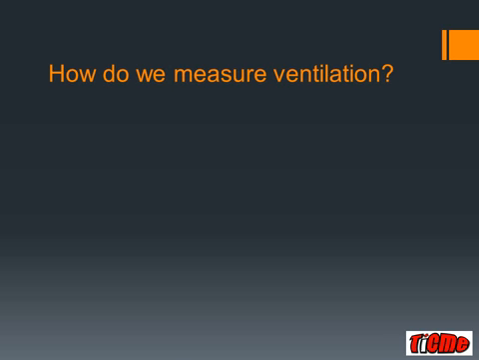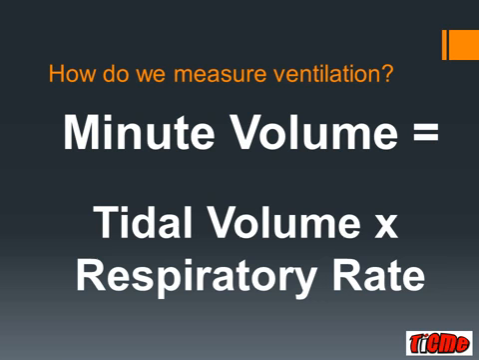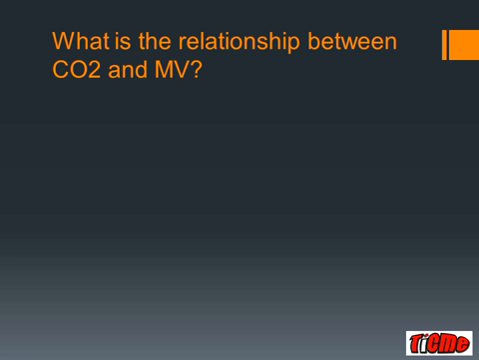Next question we have to ask ourselves is, how do we measure ventilation? It's quite simple, really. We use the minute volume. Do you remember what the minute volume equation is? It's not too difficult. It's the volume that we breathe in a minute. So it's the tidal volume times the respiratory rate. So what is the relationship between carbon dioxide and minute ventilation? Yes, it's easy. Carbon dioxide is proportional to the minute volume.